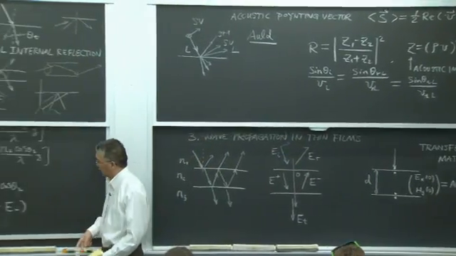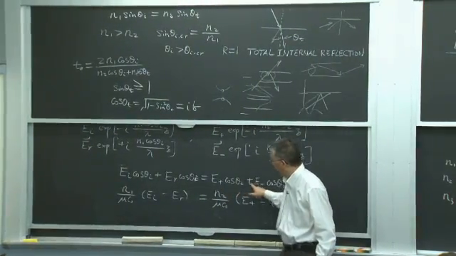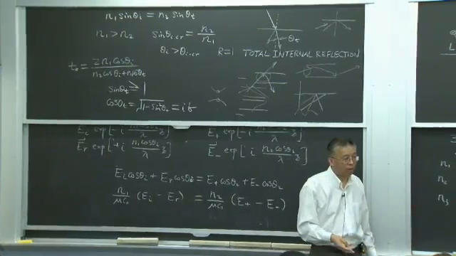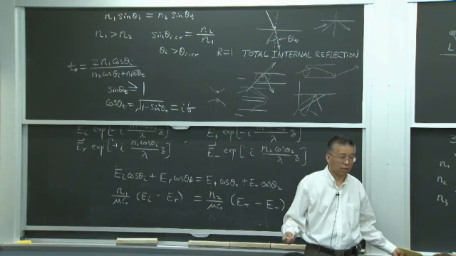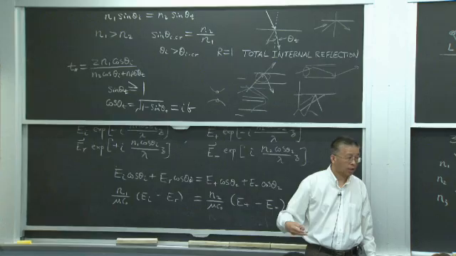And of course, I need two other equations because I have E plus and E minus unknown, E_R unknown, and the transmitted unknown. I need two more equations to close this. That's at the other interface. I have two interfaces. Each interface gives me two equations.